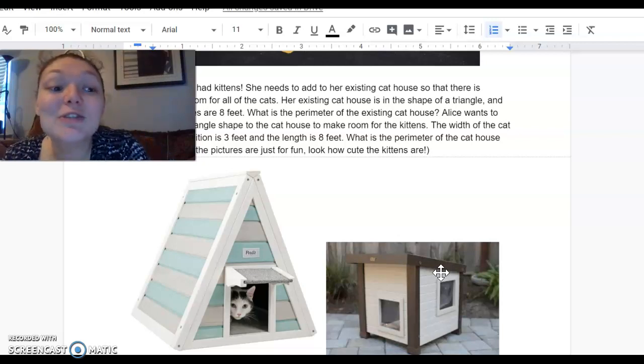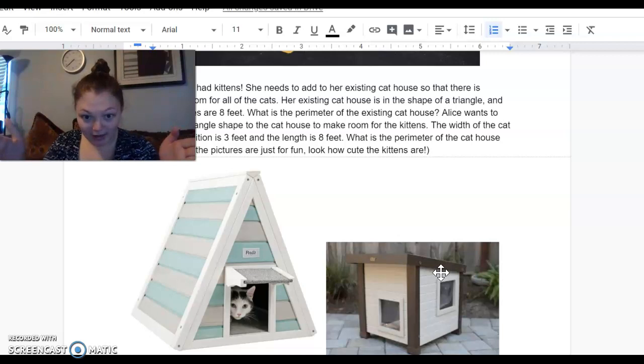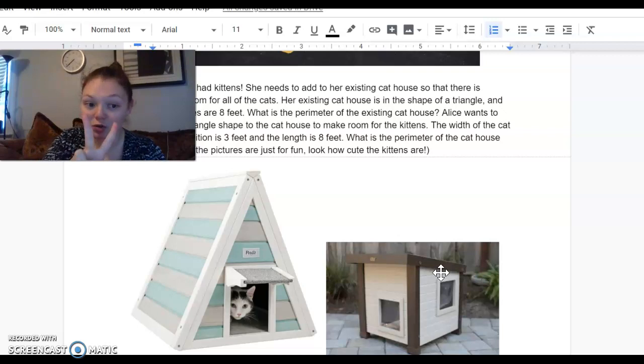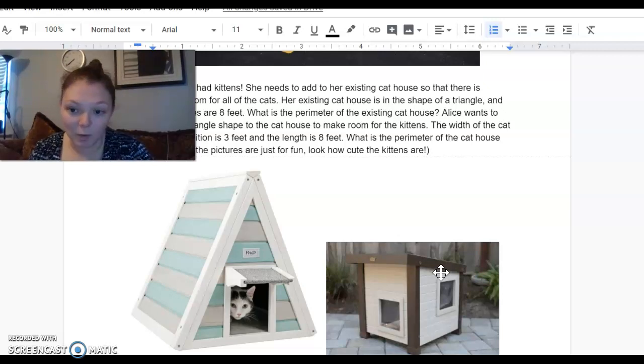Okay. Alice wants to add a rectangle shape to the cat house to make room for the kittens. The width of the cat house is 3 feet, so it is 3 feet wide, and the length is 8 feet. What is the perimeter of the cat house addition? So these are 2 separate questions. You need to find the perimeter of the existing cat house, which is a triangle, where all the sides are 8 feet, and then you need to find the cat house addition, which is 8 feet by 3 feet, which means 3 feet in width, 8 feet in length, and it's a rectangle. So that is what you're doing now.